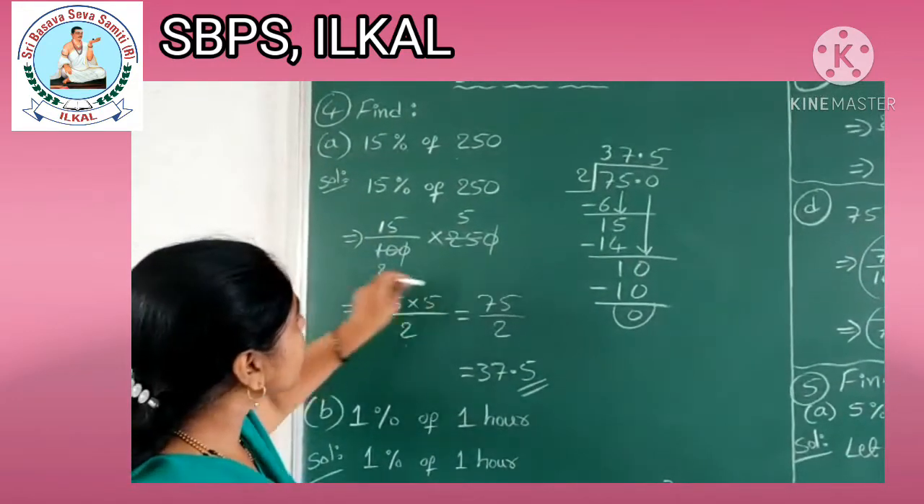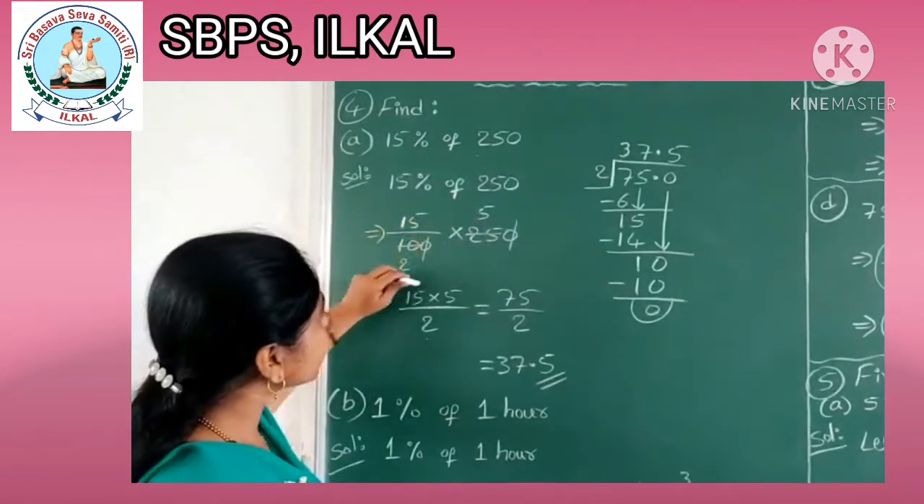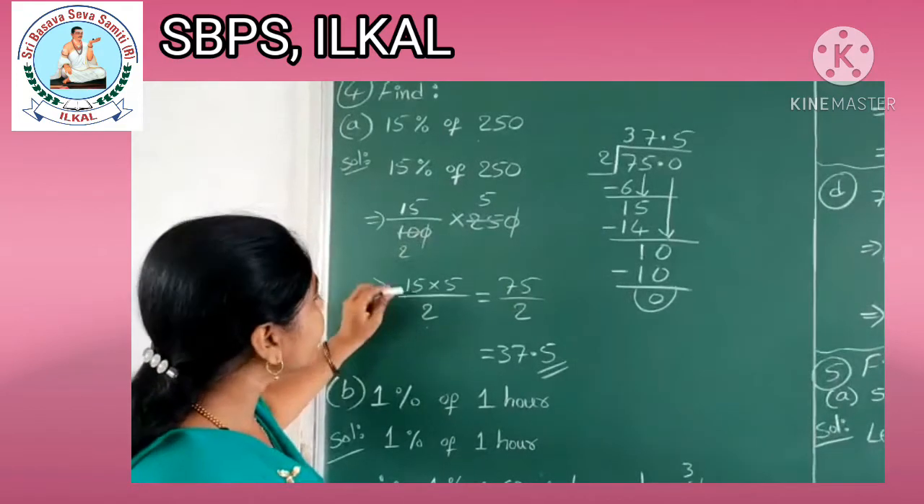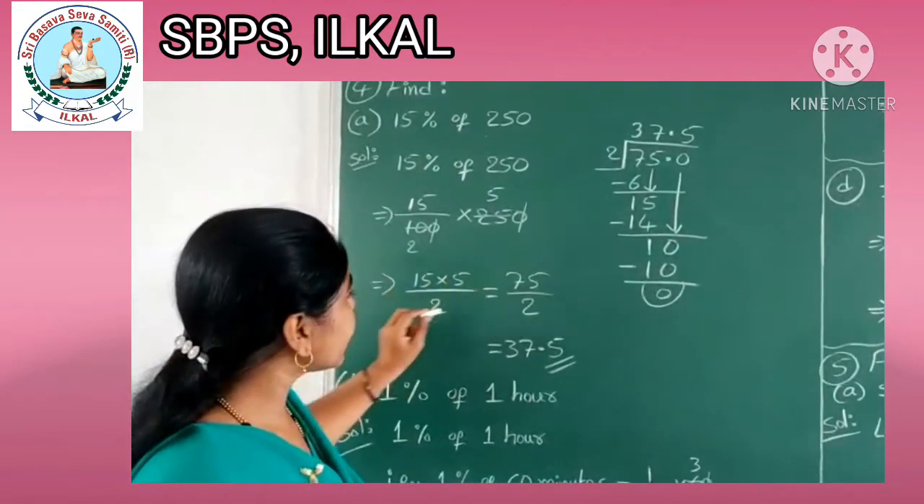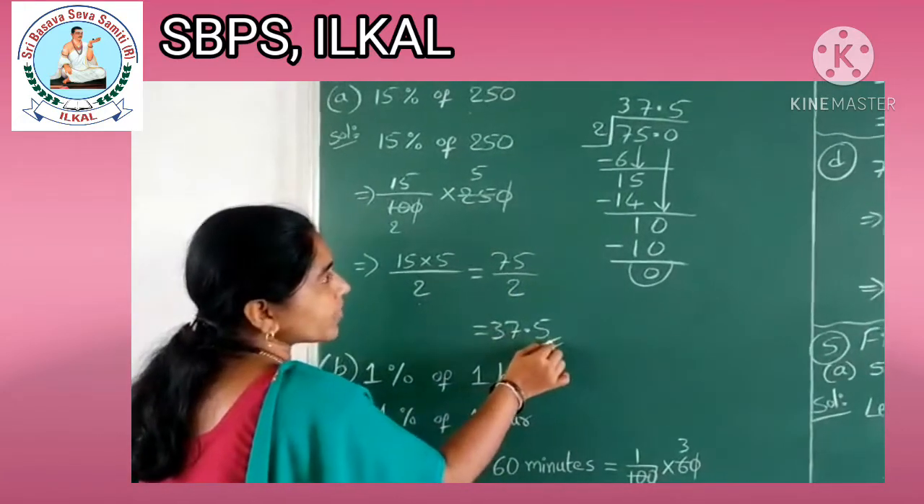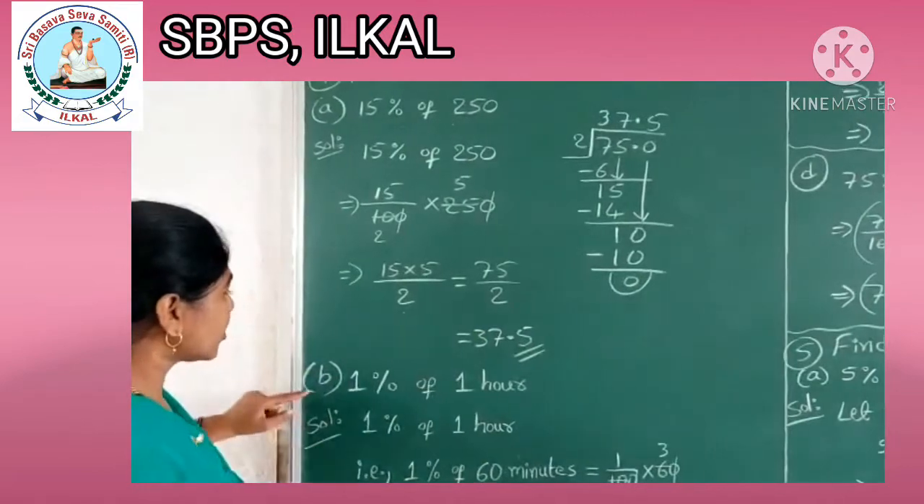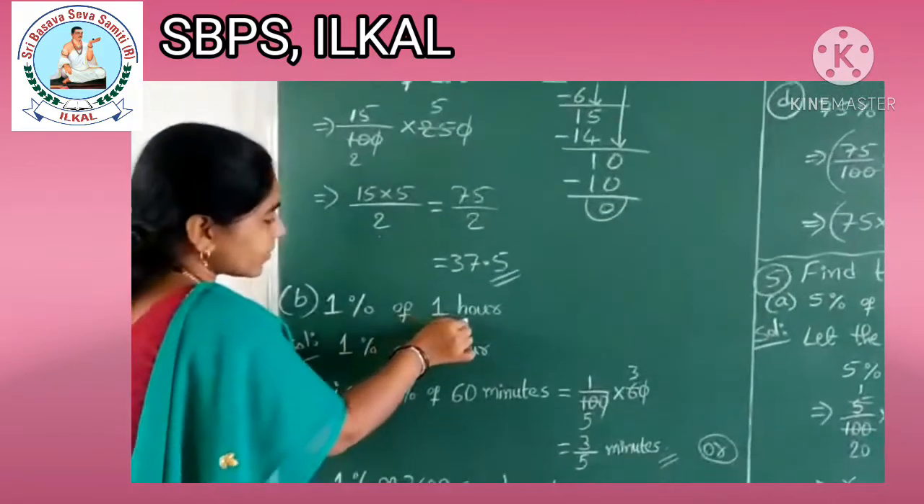Two zeros, if you strike out, 5 2s are 10, 5 5s are 25. 15 into 5 will remain in the numerator, 2 in the denominator. 15 5s are 75 divided by 2. 75 by 2 is equal to 37.5. Okay, here is the rough work. Observe that.